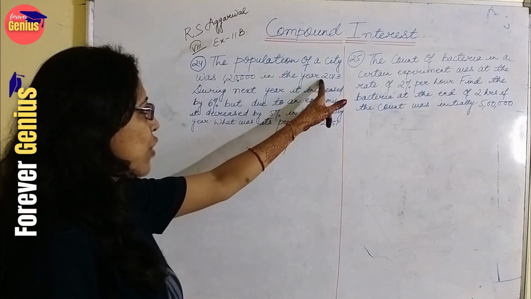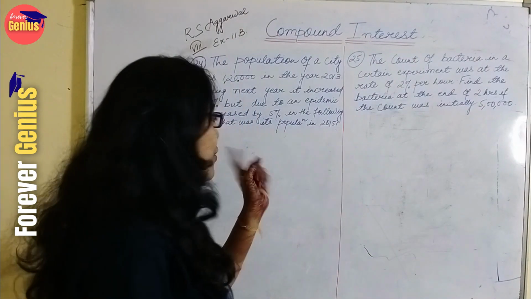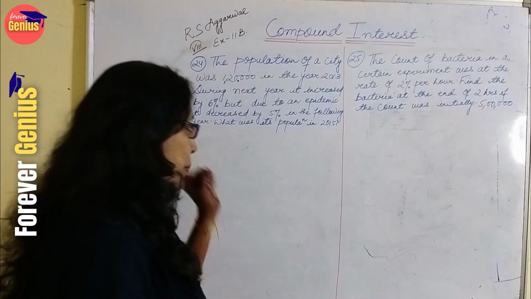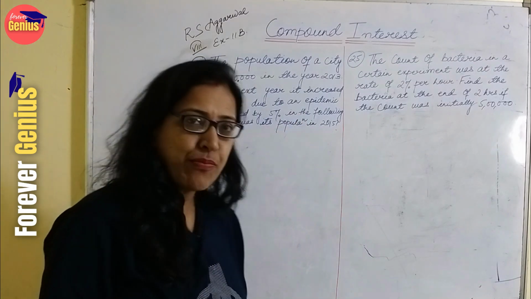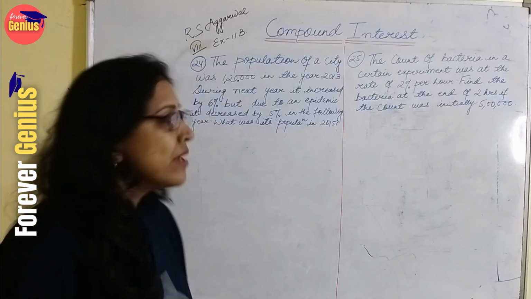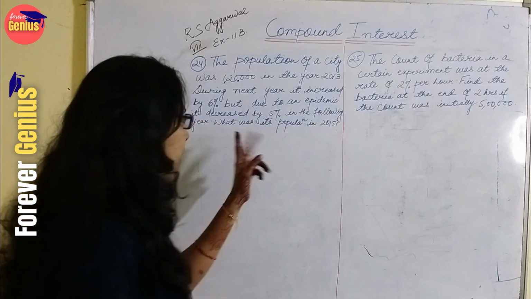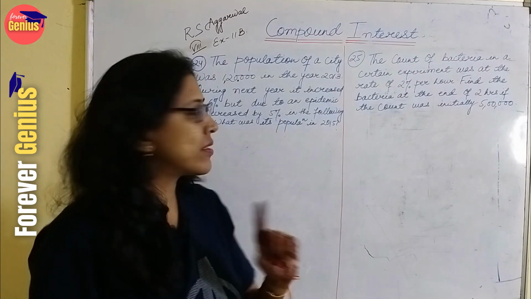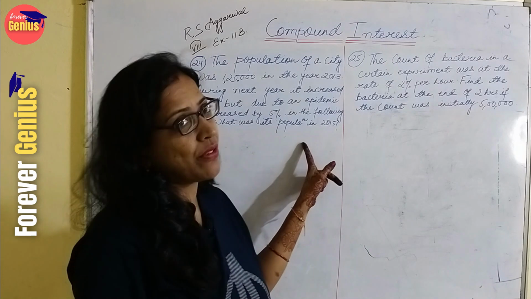If we are talking about 2013, the population was 1,20,000. In the next year, that is 2014, it increased by 6%. But in the following year, due to an epidemic, it decreased by 5%, which means there was a reduction in 2015. What was the population in 2015?